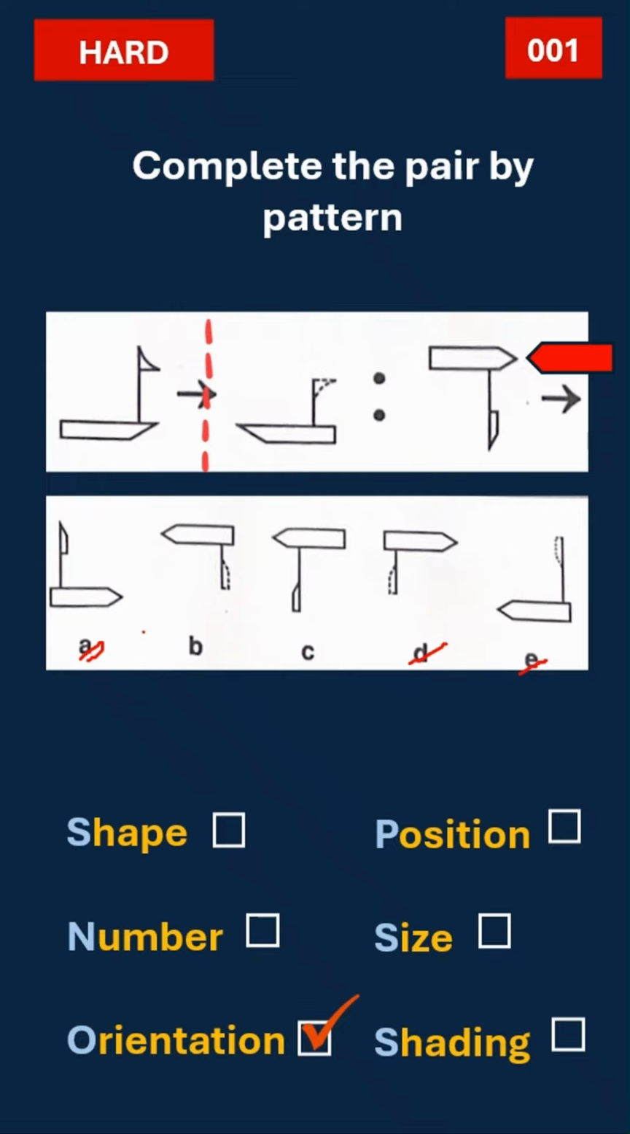Now this is quite simple because we can see that this triangle over here has changed to a dotted line. So the shading has changed. So we know our answer is going to be B because this flag over here has changed into a dotted line. So really well done if you've got that correct. Although it does say hard, once you eliminate the ones that you don't need, it becomes quite easy to find out what the answer is.